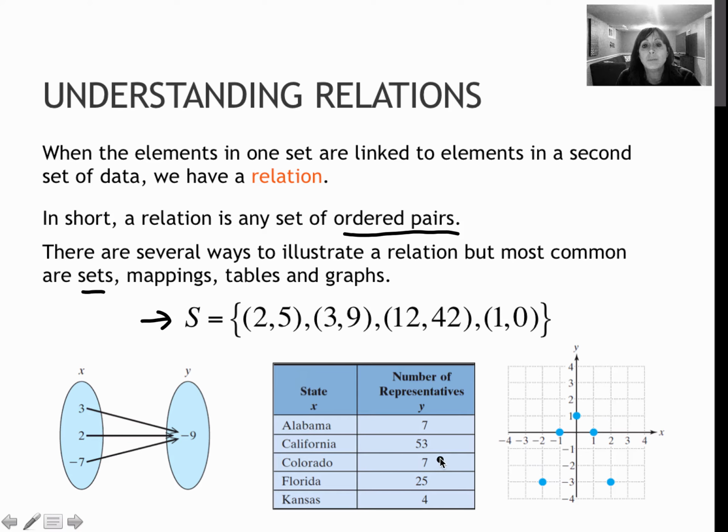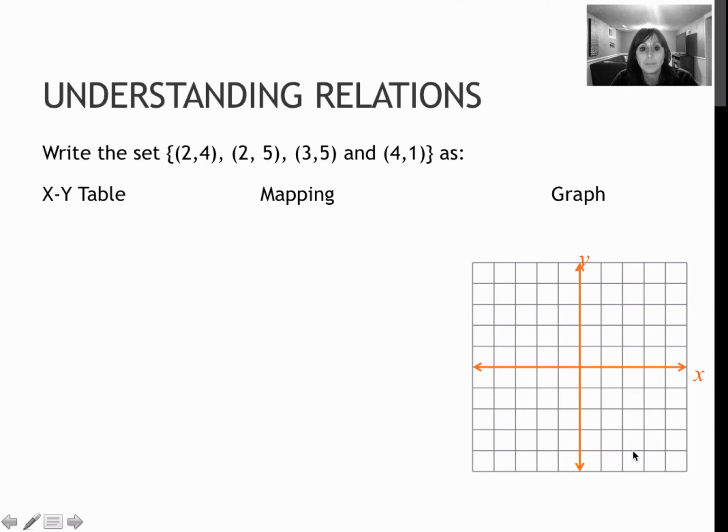The table, which obviously just gives us the x and the y value as a table rather than listing it this way. And of course a graph where I have the ordered pairs graphed on the coordinate plane. We're going to practice going back and forth between these. So here, notice that I've given you the set in set notation. Typically we wouldn't have the "and" in there.